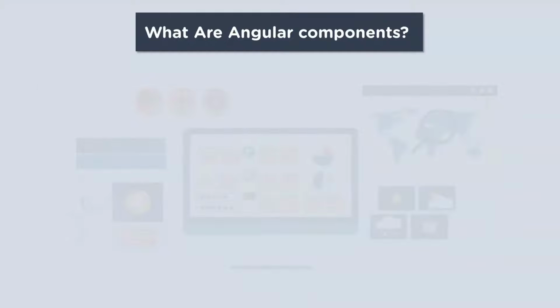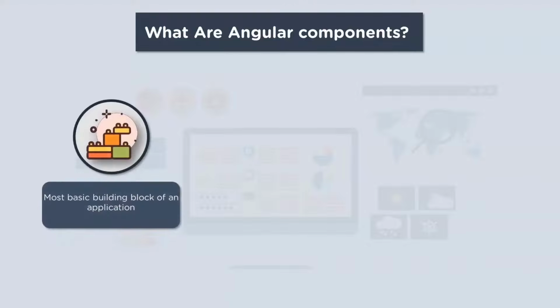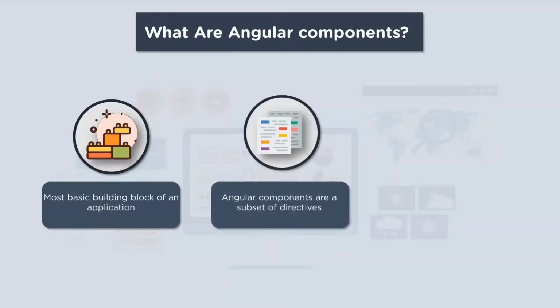Now, firstly, they are the building blocks of an application. Generally, you have a root component, which is basically the app component, and then it branches out into other components, creating a hierarchy. And these components are a subset of directives. Now, don't worry about what directives are because we'll cover them later on in the series. But to give you an idea, there are three types of directives. You have the structural directives, the attribute directives, and the component directives.